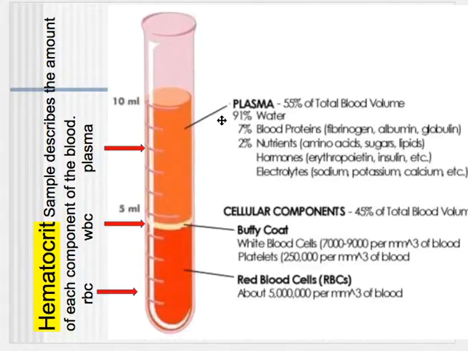So we can see right here, blood proteins and then 2% nutrients. And those are going to be amino acids, which will be proteins. There's going to be hormones in there, and then electrolytes. I'm sure you're familiar with the term electrolytes.